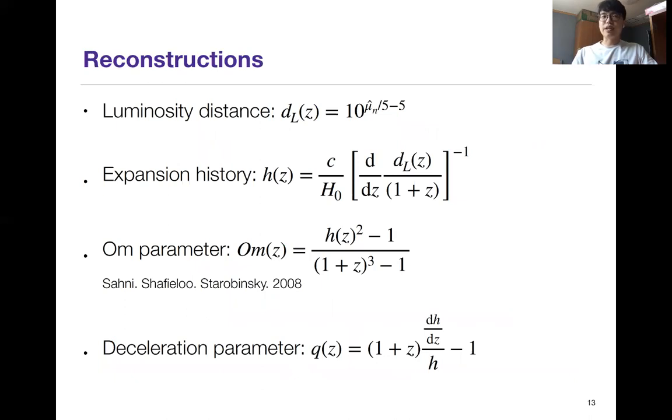So based on the equation on the slide, we have derived the expansion history of the universe and the two parameters which describe the dark energy properties from the reconstructed distance moduli we chose in the previous slide. Among the three new parameters shown on the current slide, we adopt the Om parameter introduced by Sahni, Shafieloo, and Starobinsky in 2008, since it is equal to the matter density at present time when the background model is the ΛCDM model. In other words, this parameter can be useful to test the ΛCDM model.